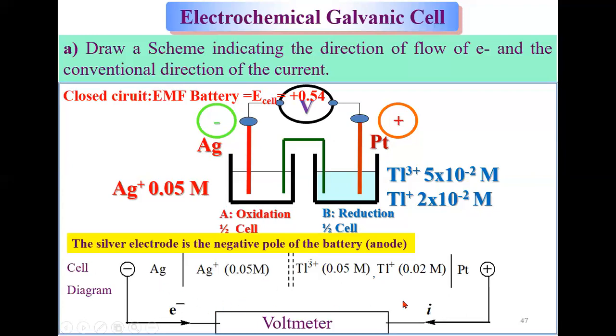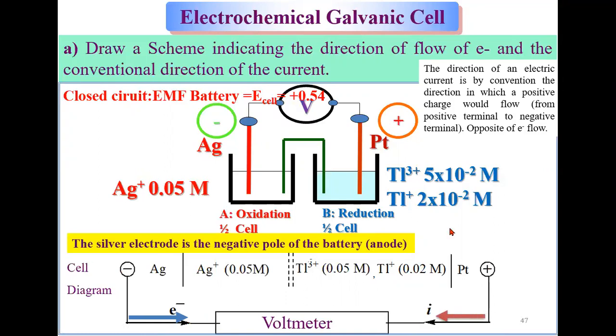Okay, when these are assembled to an external wire, you connect it to a voltmeter, then the electrons flow from the Ag side, the negative pole, through the voltmeter to the positive pole, okay? So there's the electron flow. And how about the other side? The current. How does the current flow?